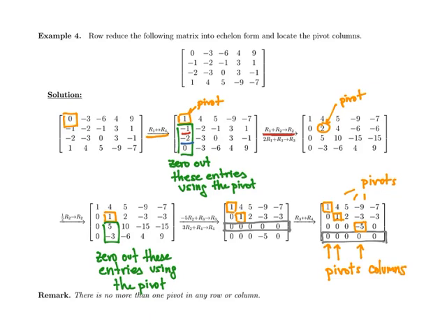One thing that's going to be important is this last remark right here. There is no more than one pivot in any row or column. You can't have 2 pivots in one row or 2 pivots in one column. All right, that's going to be very important going forward. That's from the definition of row echelon form, how it works out. But you can only have one pivot in each row and each column.